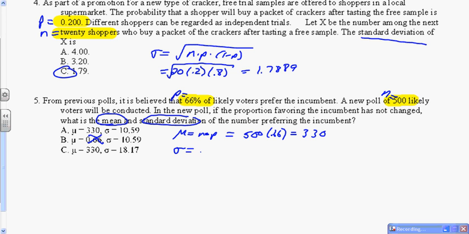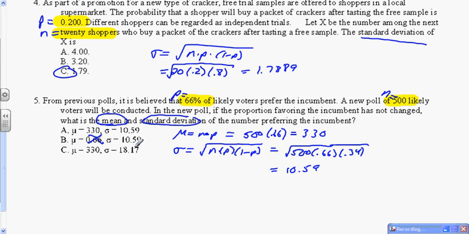Standard deviation is equal to the square root of N times P times 1 minus P. So 500 times 0.66 times 0.34. That will give you 10.59, which takes out this one, leaving you with A.